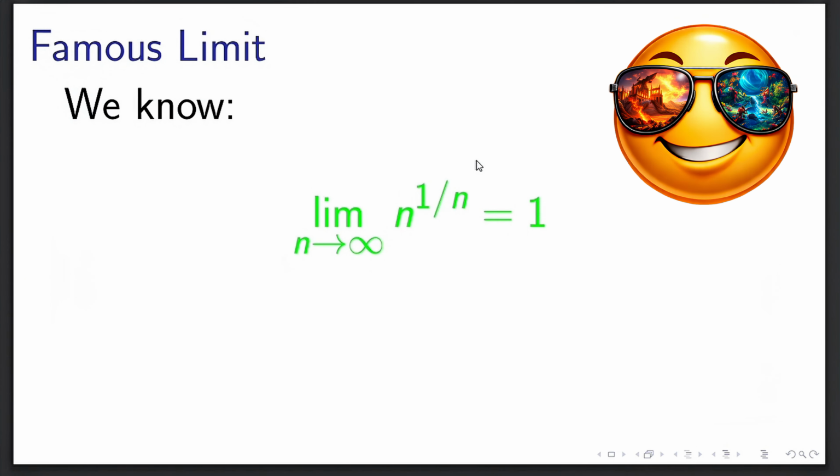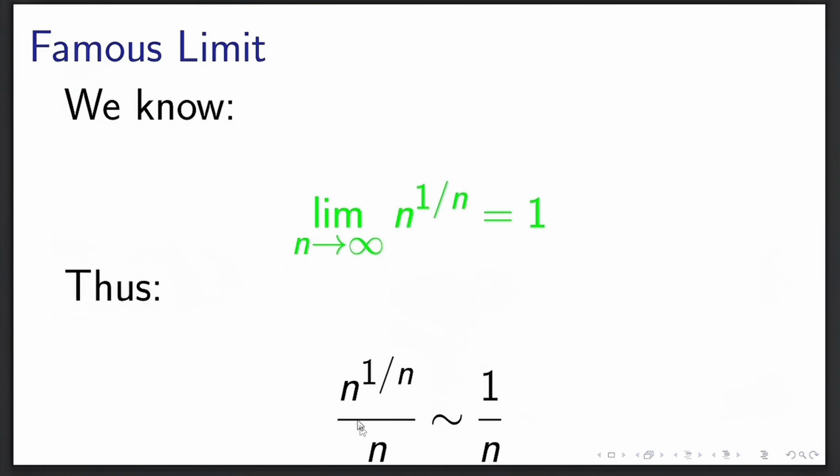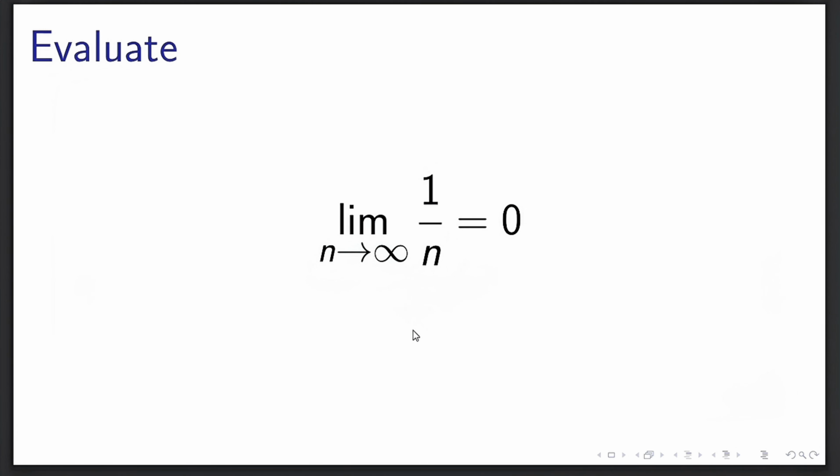We know that the limit as n approaches infinity of n^(1/n) is equal to 1. This means if I write the expression n^(1/n), when we take the limit as n approaches infinity, we are going to get 1 over n. This means we have the limit as n approaches infinity of 1 over n, that will be equal to 0. So this is our answer.